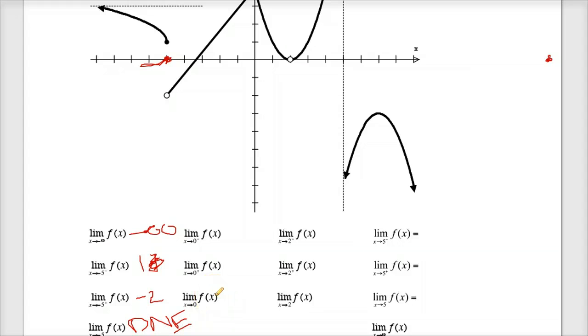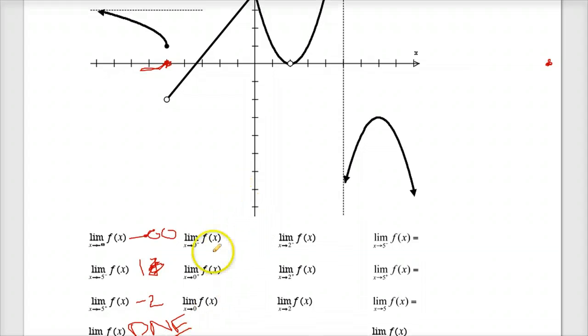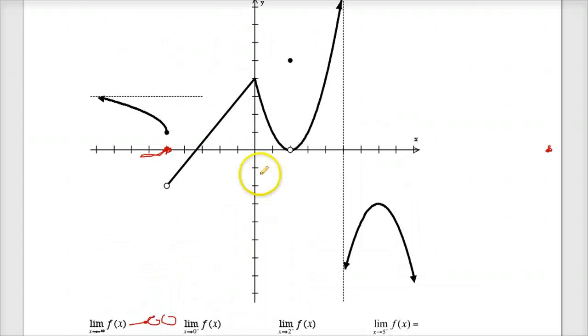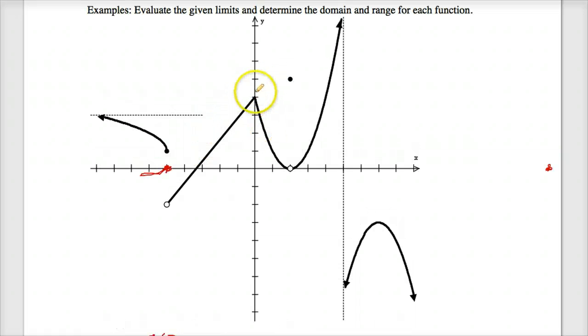Okay. Now let's do the same thing with 0. When x is approaching 0 from the left, from the right, and the general limit at 0. So here's where x equals 0. And you may notice there's only one y value that it's approaching at x equals 0. From the left, it approaches the same point as it approaches from the right.